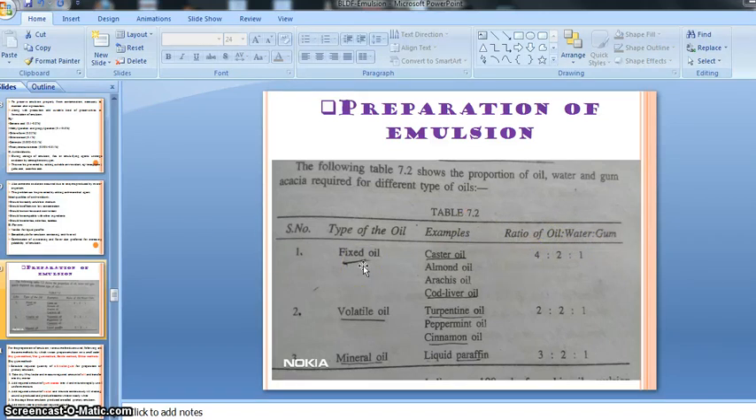If we use fixed oil, at that time we should use this ratio. If we use volatile oil, at that time we should take this ratio. And in case of mineral oil, we have to take this ratio, right? This ratio depends on what kind of oil we use for the preparation of emulsion, right? So as I said, this table is very important for preparing the primary emulsion, right?